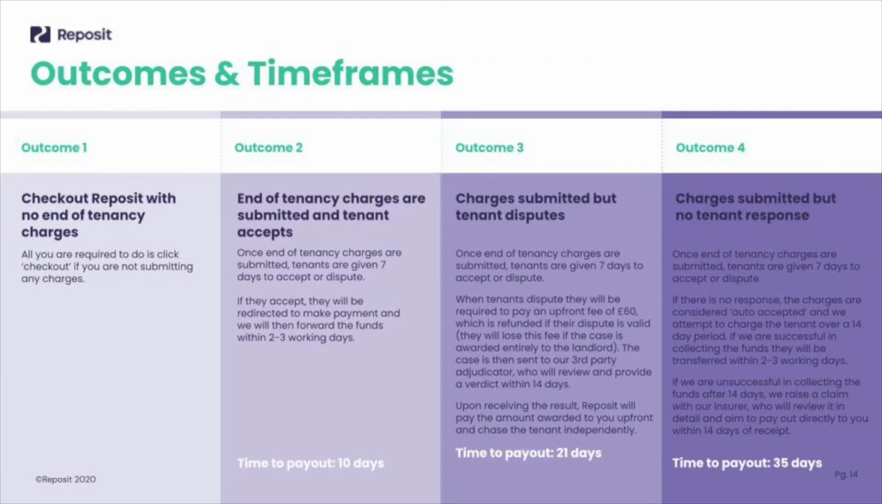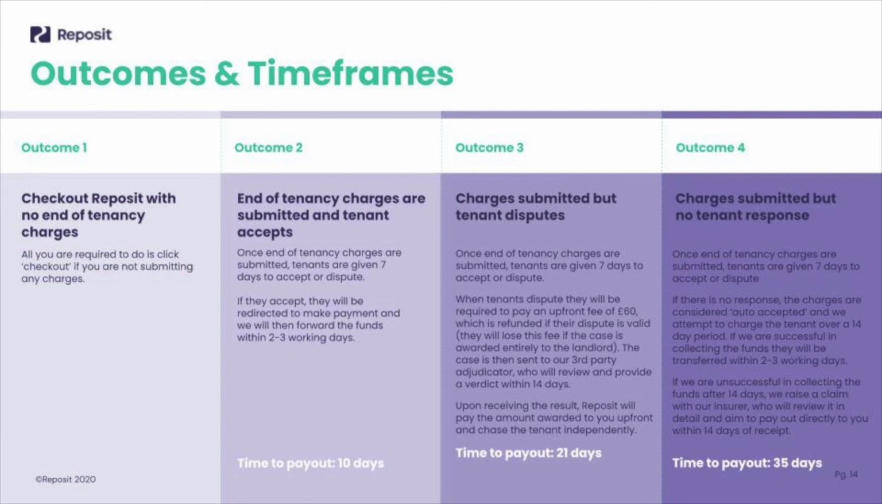There are 4 potential outcomes once you have checked out a Reposit. The first is where there are no end of tenancy charges at all. In this case, all you are required to do is check out the Reposit on our system. Please note, even if you don't action this yourself, Reposit will automatically check out 24 days after the end of the Reposit on our system.